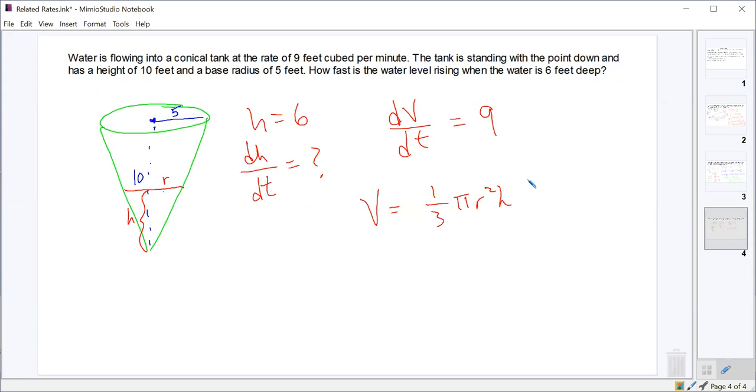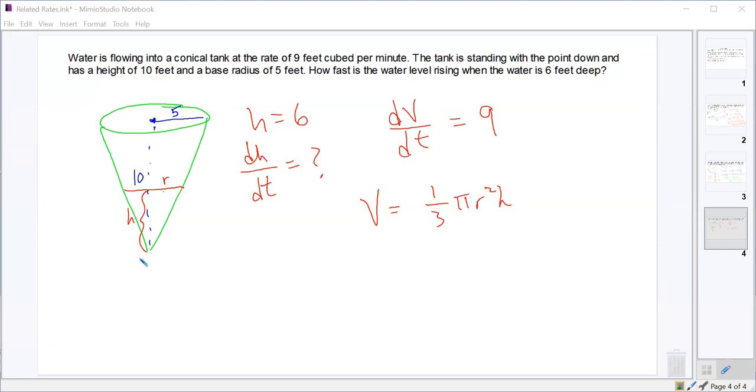Okay, well, what's the problem that we've got here? Are we given anything about a radius? No. Other than that the base radius of the cone is 5. Nothing about the volume of this as the water level is rising. So somehow we've got to turn that r squared into terms of h. So how are we going to do that? Maybe use like the initial height and radius to write like a proportion. Yeah, it's exactly what we're going to do. We're going to use those to write a proportion.